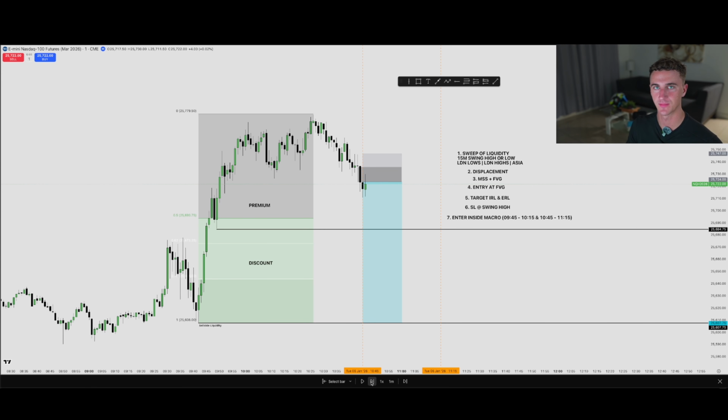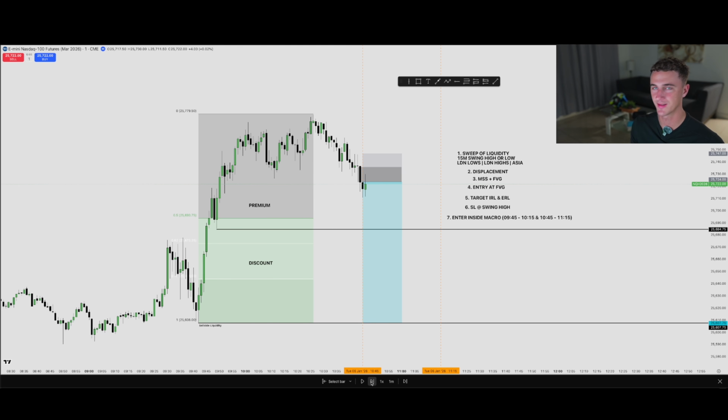So we've had the sweep, we've had the displacement, we've had the shift in market structure, we've had the fair value gap. Do we have a very clear drawn liquidity where we can target? Yes, we do. We're short inside of a premium, we're targeting internal range liquidity, resting in a discount, and we also have a very clear external sell side level that we can target to close our full position. Are we inside the macro? Yes, we are, okay? Everything is getting ticked off in the checklist.